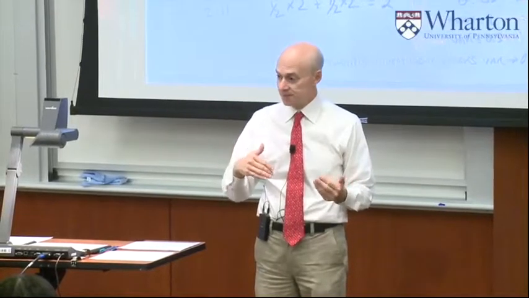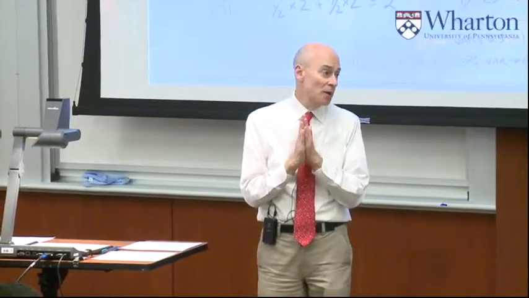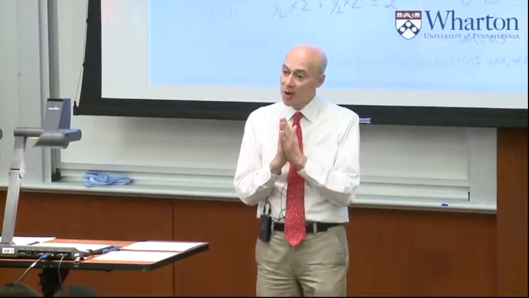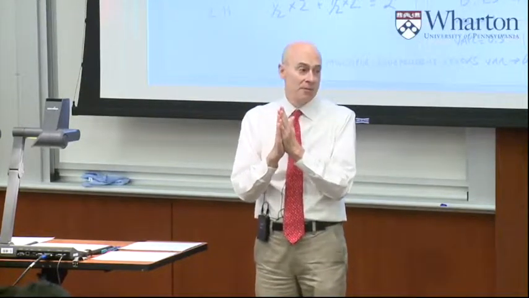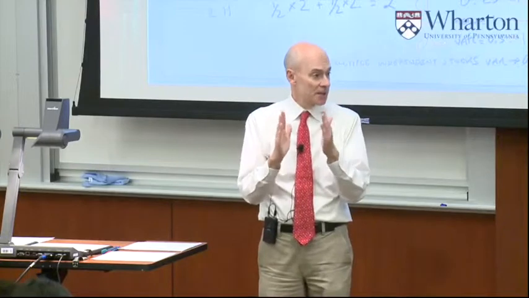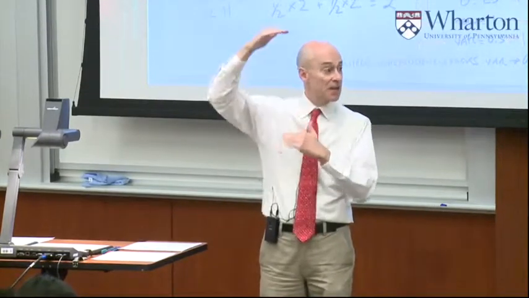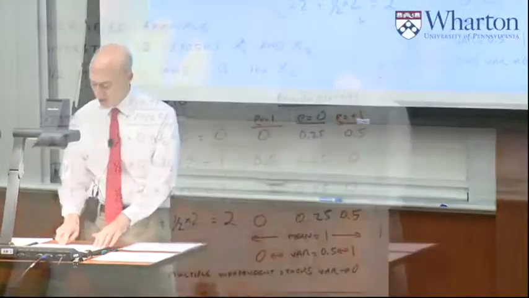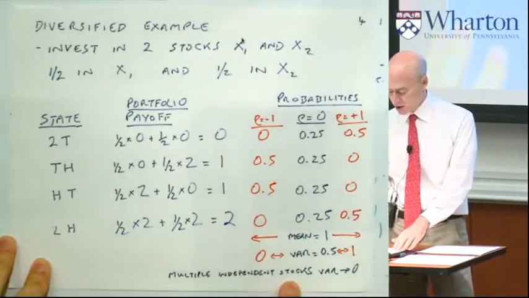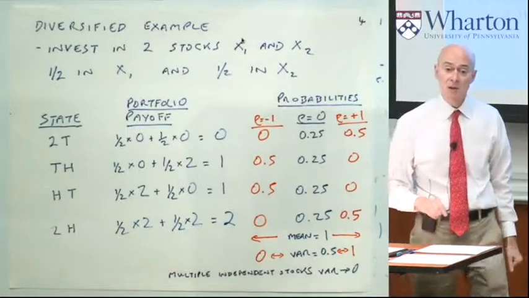It's going down. As you add more and more stocks or more coins, you get closer and closer to the mean because you're getting lots and lots of cancelling out. The extremes become very unlikely. And that's this case of multiple independent stocks and the variance going to 0.